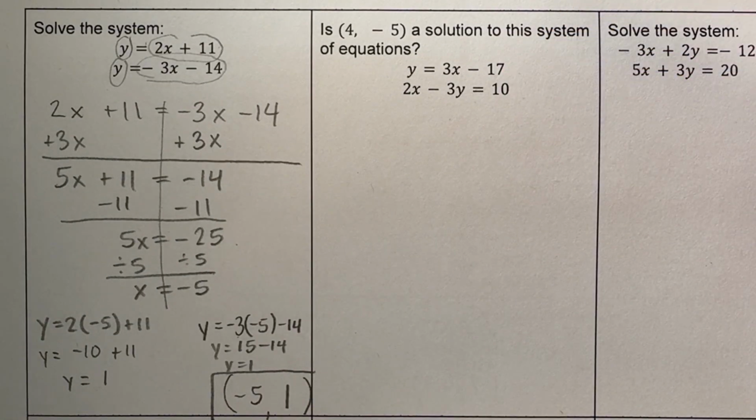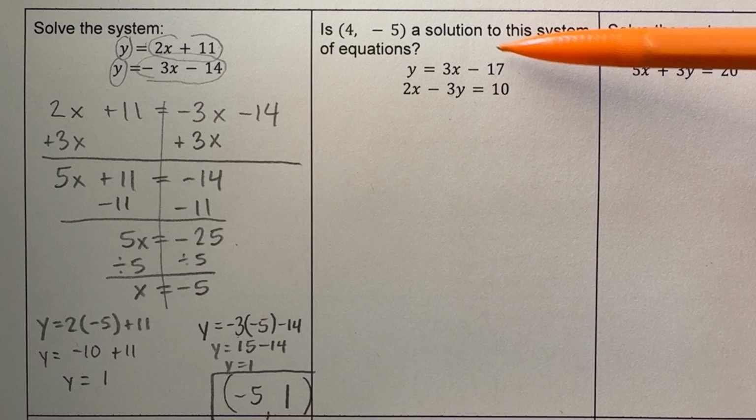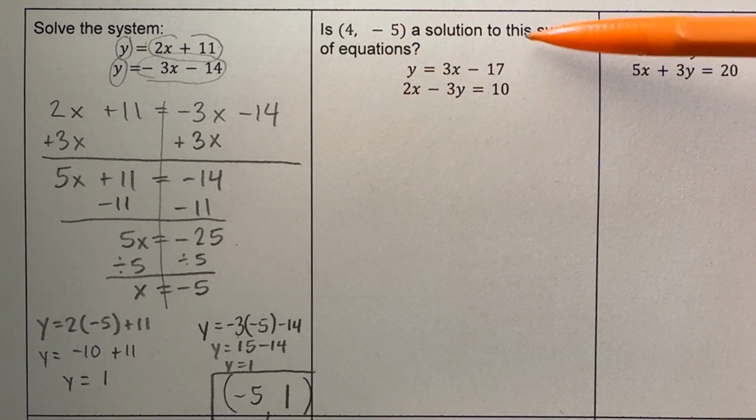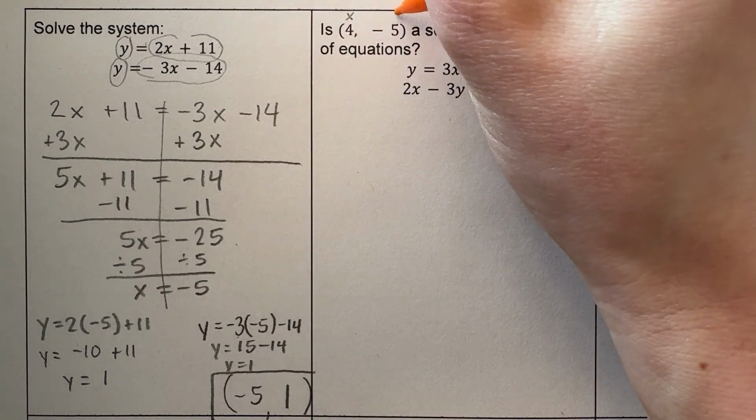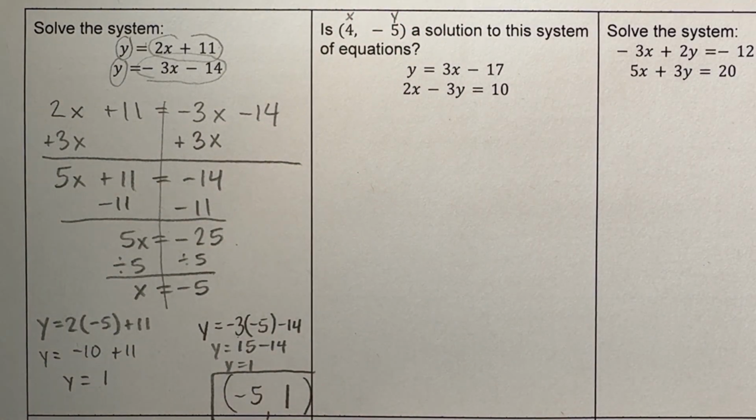Okay, here. Notice it says, is 4, negative 5 a solution to the system of equations? Notice I don't have to solve. I don't have to. Why? Because it already gave me the answer, right? The question is, is this the correct answer? This is my x, this is my y. Let's see if it works.